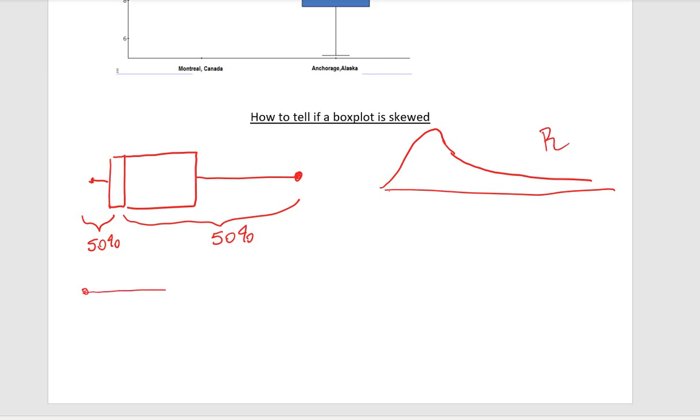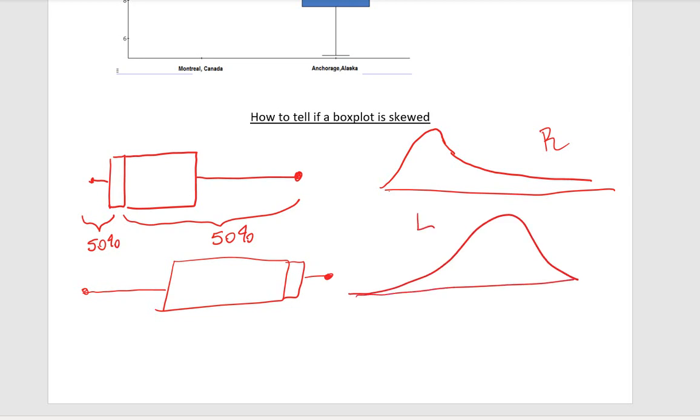If you flip it and the first half of your data is elongated and then the second half is squeezed together, then you're going to have left skew data. If it looks any other way, so if you have long, short, long, and short, what that means is that it's inconclusive.